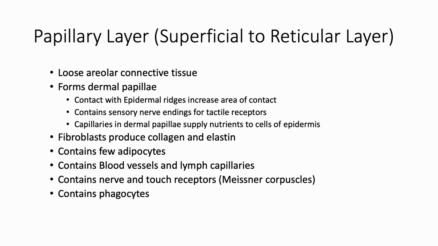Now, we know that in connective tissue, fibroblasts are those cells that are producing those proteins, collagen and elastin. So those cells are present in this tissue. We have a few of these adipocytes. Remember, these are the cells that have adipose or lipids. And as I mentioned, we have blood vessels and lymph capillaries. They contain some nerve and touch receptors. Specifically, I'll point out to you something called Meissner corpuscle. And we have some immune activity. So we have some phagocytes present in this layer.